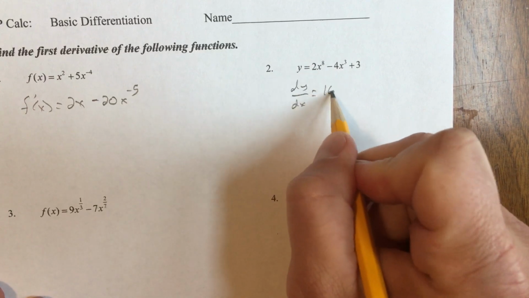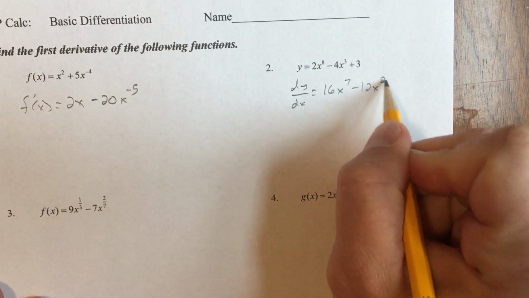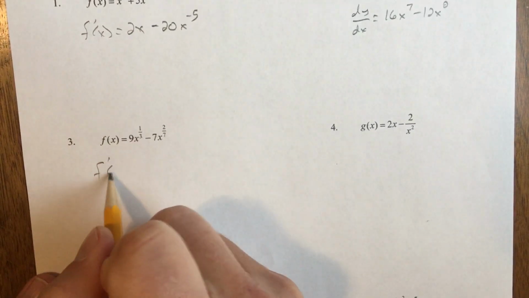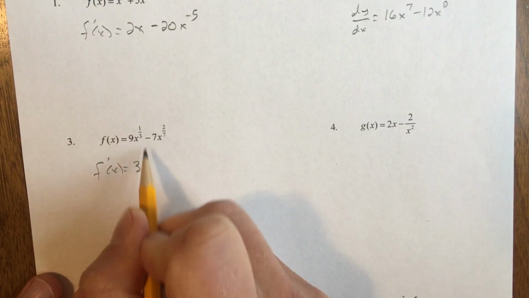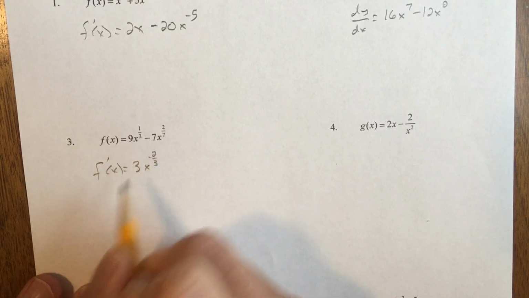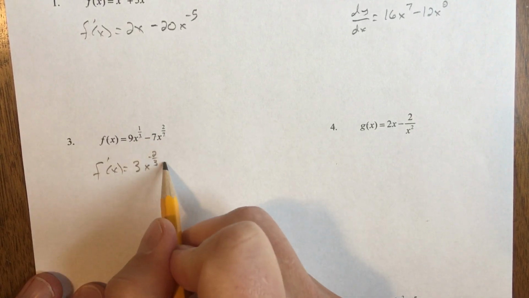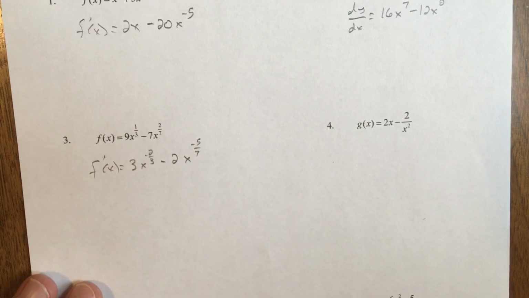Bring the 8 down, 16x to the 7. Bring the 3 down, 12x squared. Derivative of 3 is 0. Next one, bring the 1/3 down. 1/3 times 9 is 3. Subtract 1 from that, it'll become negative 2/3. And then 2/7 times 7 is 2x to the negative 5/7.